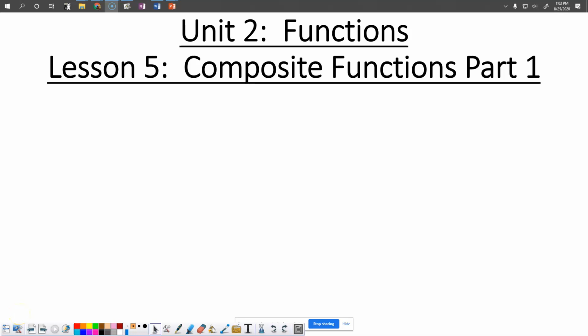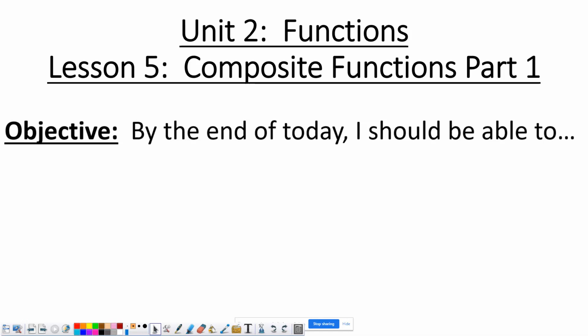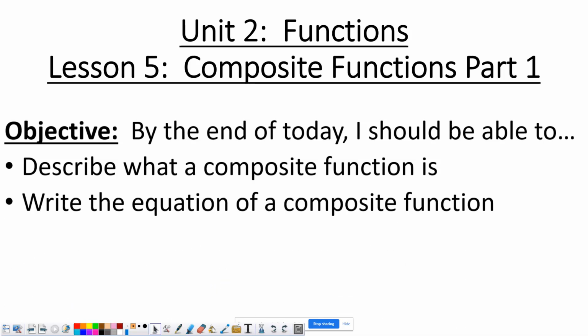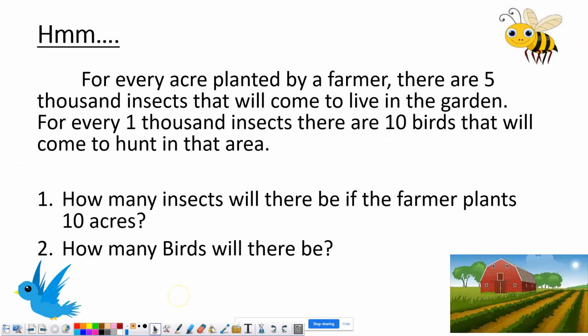Alright guys, today we'll be talking about composite functions. By the end of the day, you should be able to tell me what a composite function is, and you should be able to write the equation of a composite function. And I guess that's it for today. We'll see.